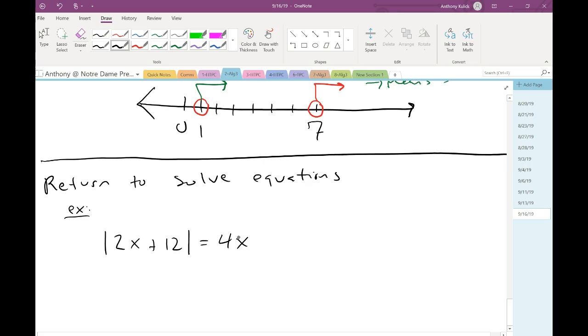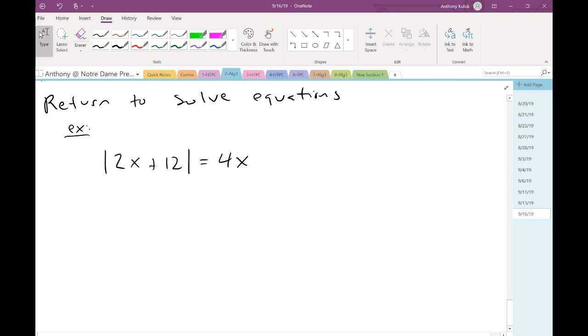So let's say we want to solve the absolute value of 2x plus 12 equals 4x. So when we're solving an equation, our 4 steps were to isolate the absolute value, break it into 2 linear equations, solve the 2 linear equations, and then check. Everybody agree with that? So what should I do first here? The isolating's already done, isn't it? Everybody agree with that? So we're ready just to break this into 2 pieces.